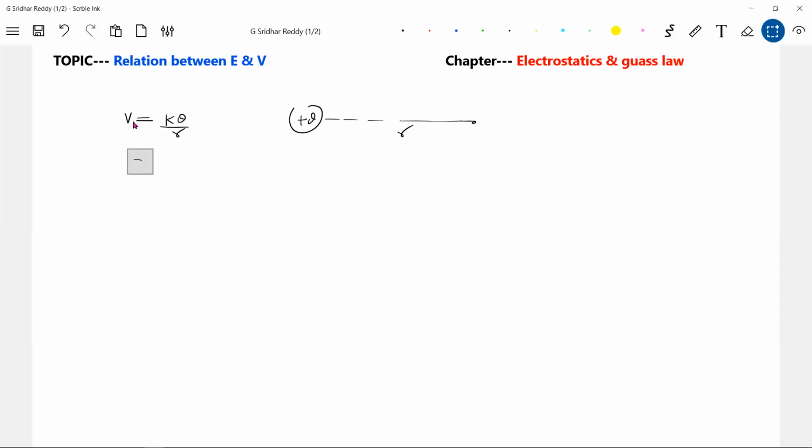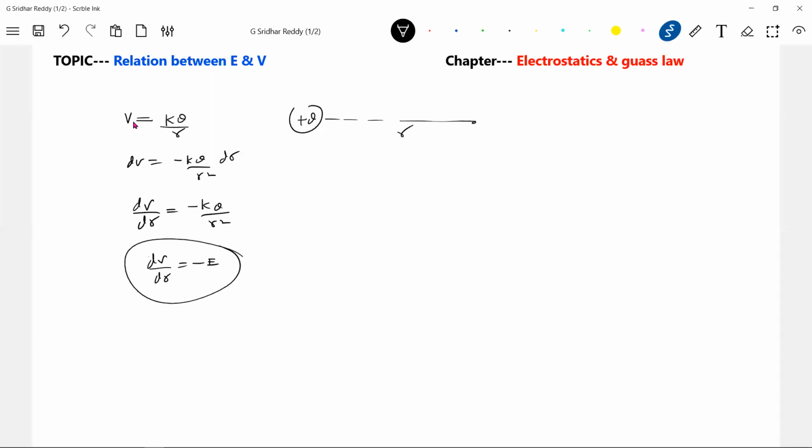Let me differentiate, we'll see first. So dV is equal to minus KQ by R square into dr. So dV by dr is equal to minus KQ by R square. KQ by R square, what you can write as E. So dV by dr equal to minus E. So how the electric field and potential are related is given by this particular formula.